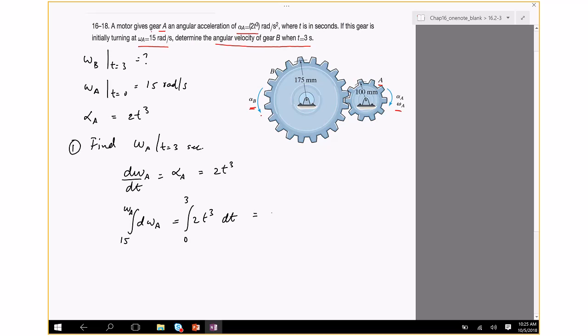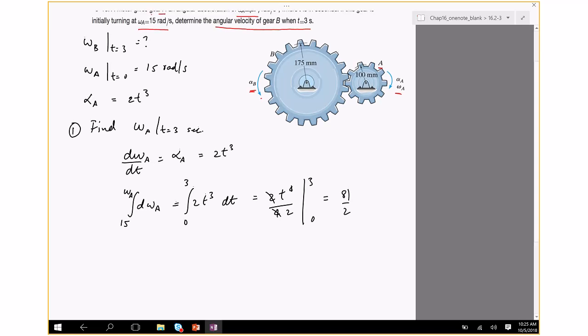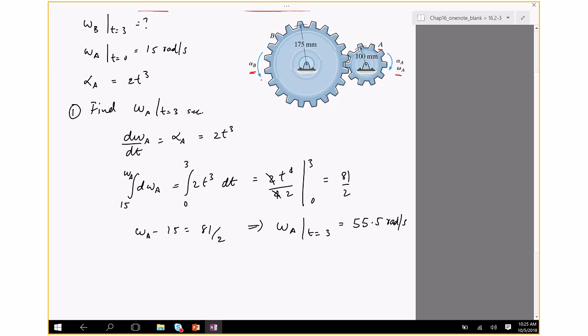So the integral is 2t raised to 4 divided by 4, with upper limit of 3 and lower limit 0, so it's 81 divided by 2. So omega A minus 15 equals 81 divided by 2. And so omega A at t equals 3 equals 55.5 radians per second. So we found the speed at t equals 3.